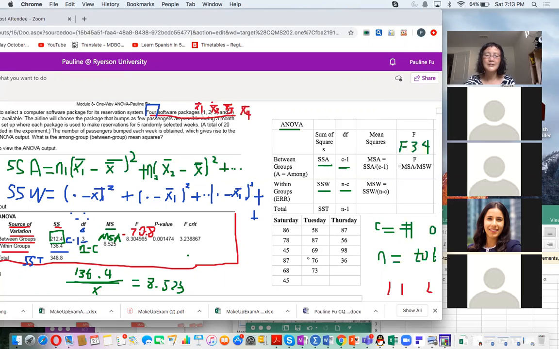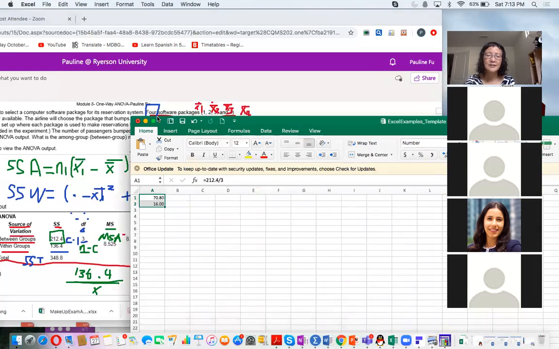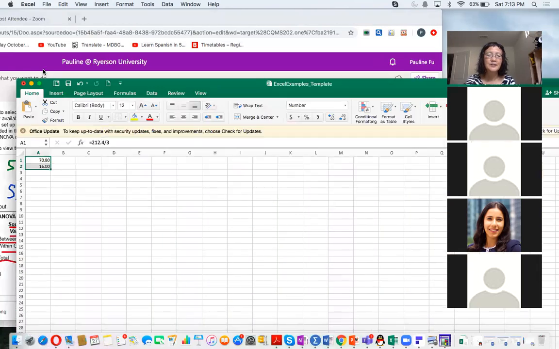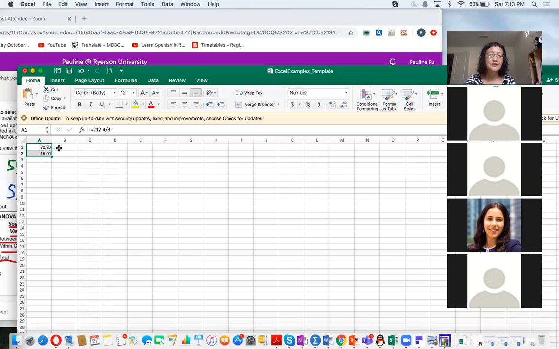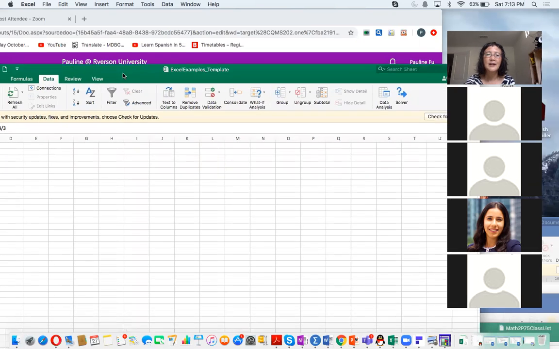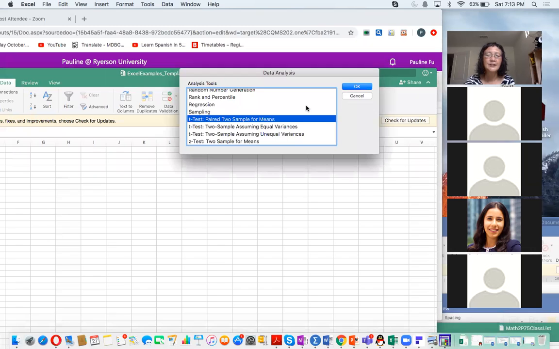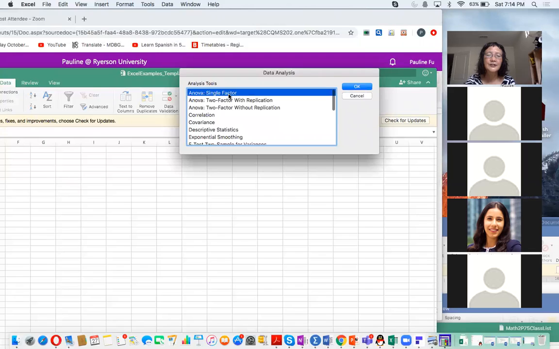But when you have a large sample of data, you don't want to enter the data using this calculator. You want to do it using SPSS or Excel. And Excel has, if you click Data on Excel and then Data Analysis, you have the ANOVA test, single factor. So you click OK.